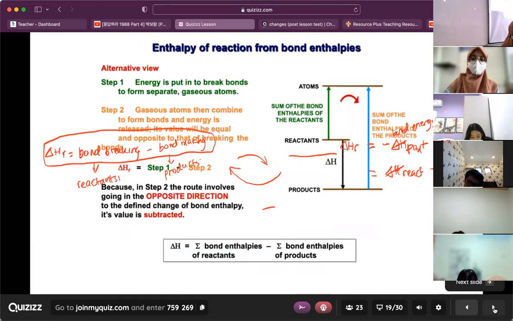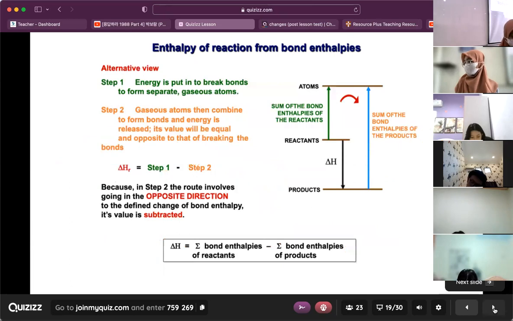Okay, bond breaking minus bond making. So it is bond enthalpies of reactants minus bond enthalpies of products. So that's what you learn in secondary 3. Okay. So the formula is derived from Hess's Law. Okay, next one.